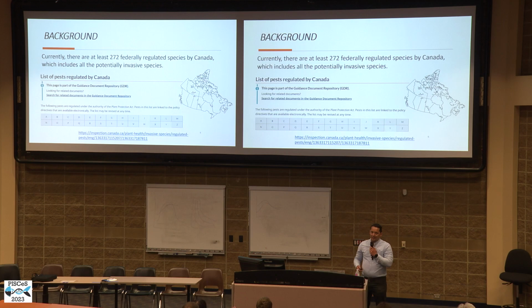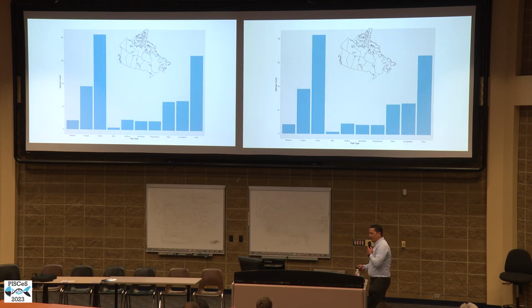So currently in Canada there are 272 regulated species by the government. This includes only the terrestrial invasive alien species in this case, and includes the ones that are already known to be established in the country, plus those potential invasive alien species. If we break down these numbers, the vast majority of them are insects.